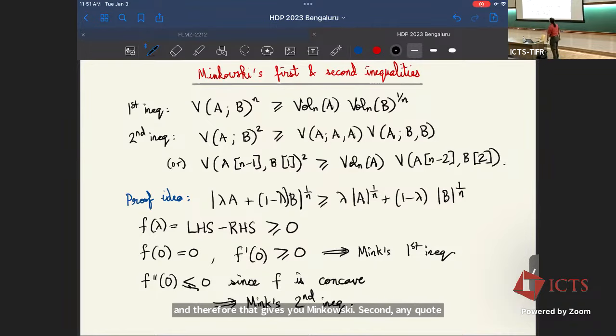Okay, so the point is that Minkowski's inequalities came from the Brunn-Minkowski inequality, which expressed some kind of concavity property of the Lebesgue measure, right? So that's what I want to emphasize here.